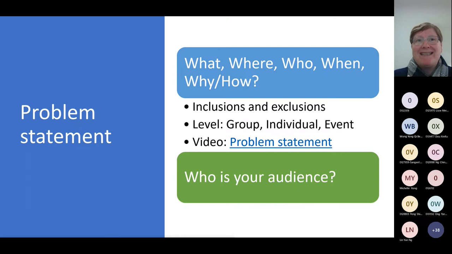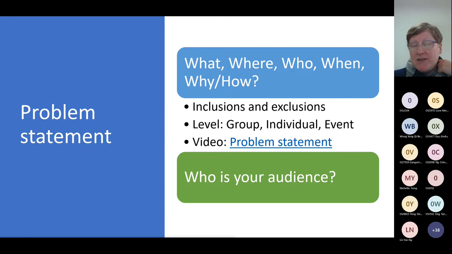How do I move forward from that? Now, I've put level in there because when you're looking at your problem statement, one of the things you need to establish is what it is you're looking at, the what or the who. Now, you might be looking at an individual. So in marketing, you're often looking at consumers. So you're saying that is an individual I'm concerned about. In management, you might be looking at an organization. So that is this particular kind of group. But in other things, in finance, you'll sometimes look at an event.